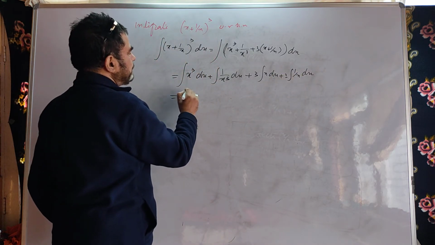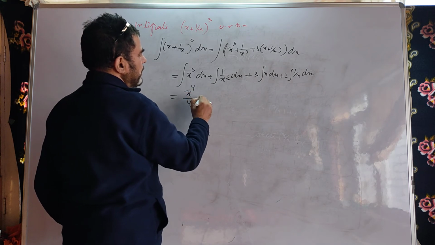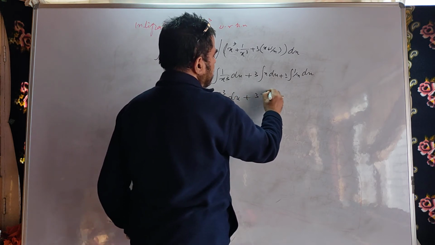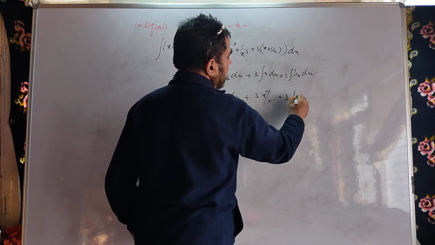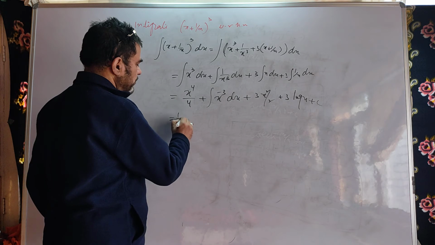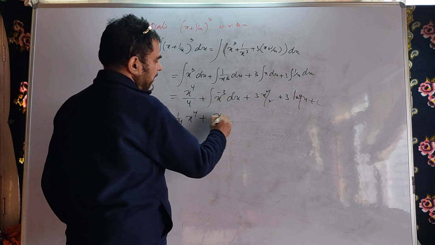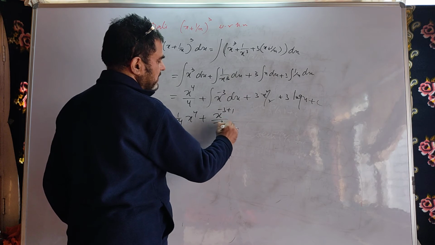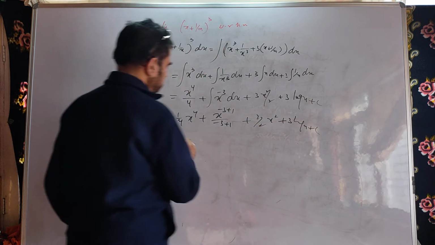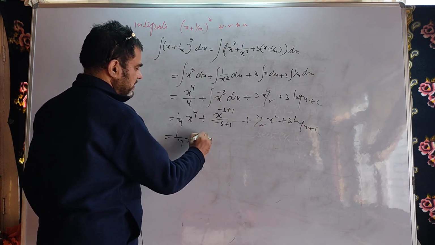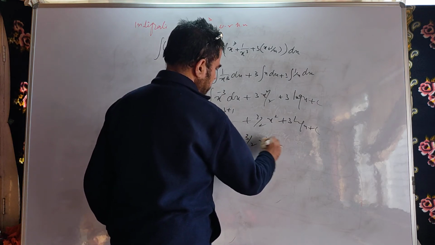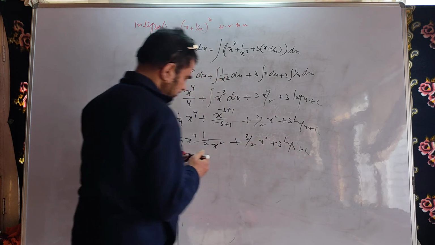This is equal to x raised power 4 by 4, plus integral of x raised power minus 3 dx, plus 3 x square by 2, plus 3 times log x, as you know, plus c. This is 1 by 4 x raised power 4. This will be x raised power minus 3 plus 1 by minus 3 plus 1. This is 3 by 2 x square plus 3 log x plus c. This comes out to be 1 by 4 x4 minus 1 by 2 x square plus 3 by 2 x square plus 3 log x plus c. This is how we apply it.